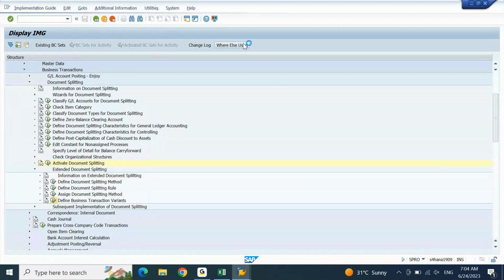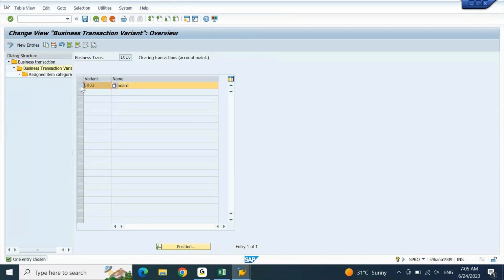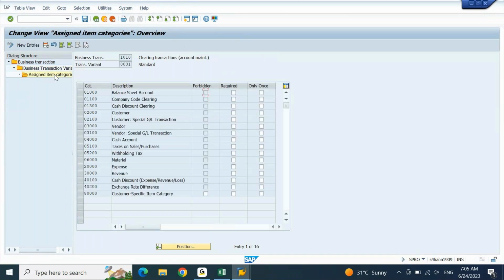Transaction variant. We were using 1010. Business transaction variant 0001, assigned item categories. Balance sheet account is there, and you have vendor account. For your bank, you have cash account. All these three accounts are there. It is supposed to split the entry.